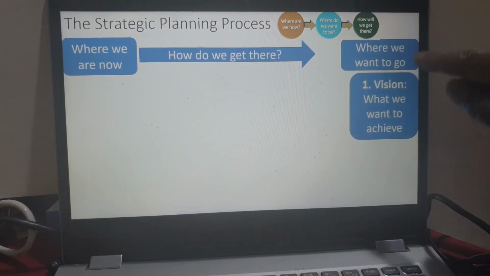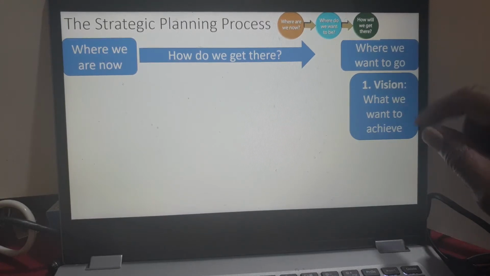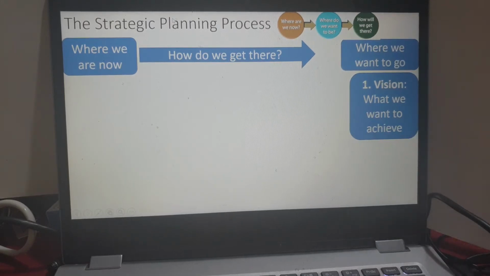Now, where we want to go is the vision, what we want to achieve. Writing a vision is not just a walk in the park. You need to envision. That's what entrepreneurship talks about. In fact, the first E in entrepreneurship is to envision, to long-term plan, to think ahead. And writing a vision is also not a walk in the park.